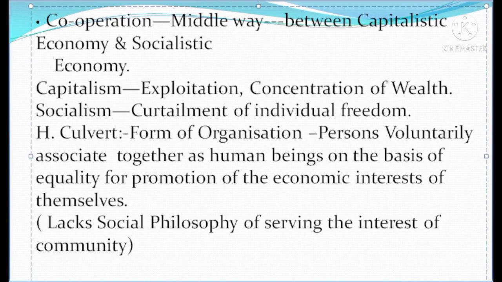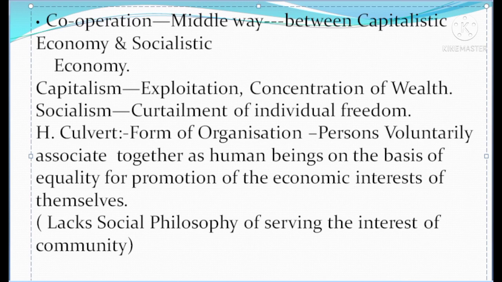Likewise, the drawback of socialism is that it curtails individual freedom. So cooperation is a middle way between the capitalistic economy and the socialistic economy.